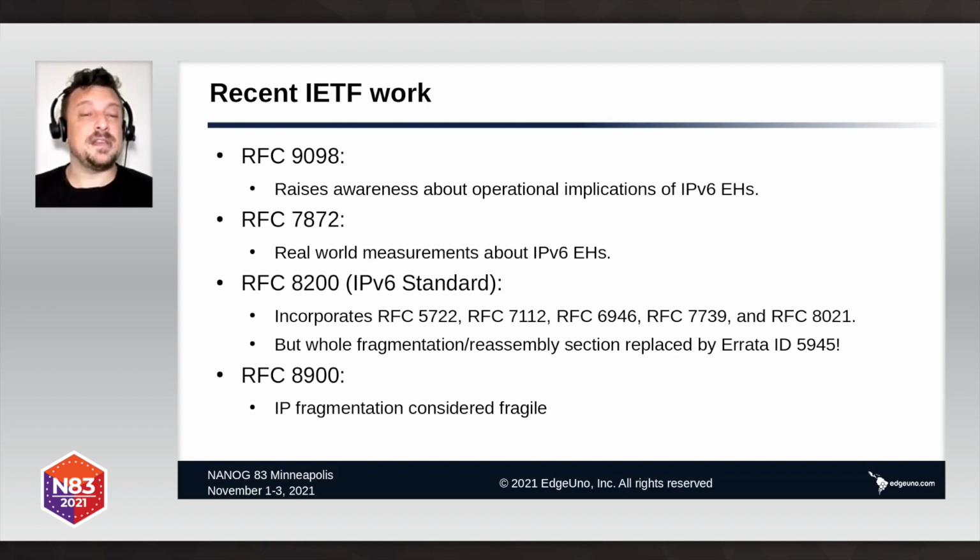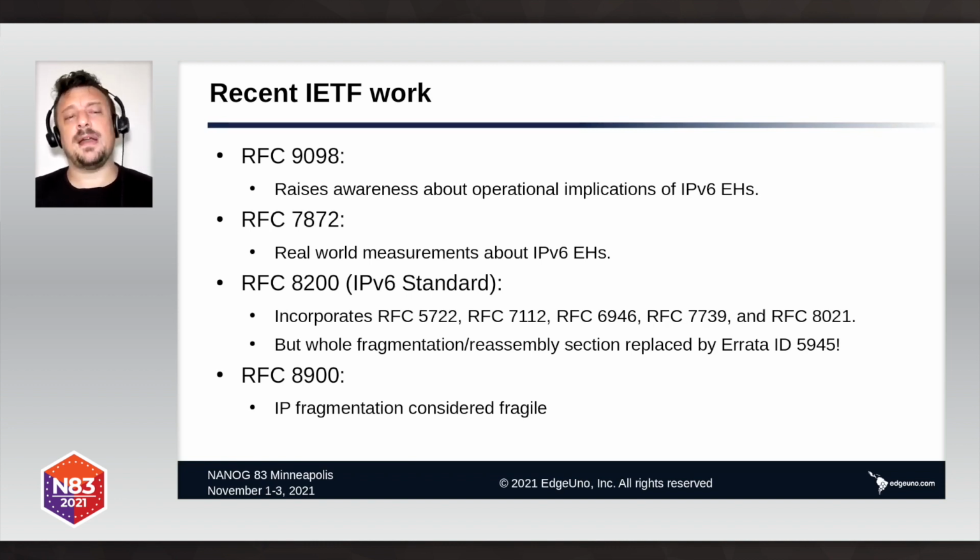The last RFC that we published on the topic has been RFC 8798, which essentially raises awareness about the operational implications of IPv6 extension headers. In other words, this RFC covers the materials that I have covered throughout this presentation. Then we have RFC 7872, which includes real-world measurements about the extent to which packets with extension headers are dropped in the deployed IPv6 internet.